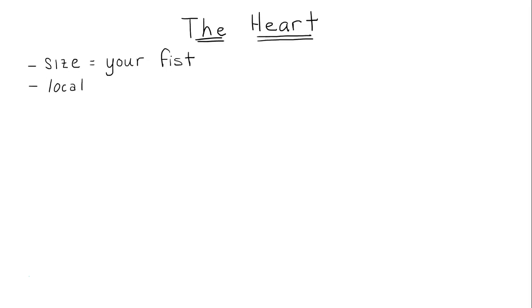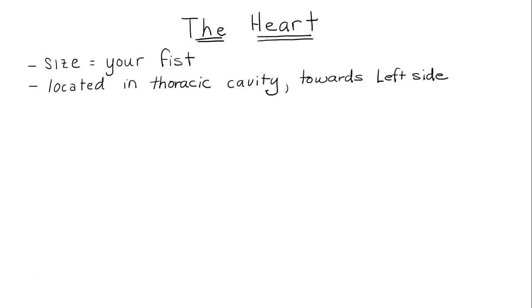So to begin with, we have to consider the heart, which is an organ that's about the size of your fist. It's located in the thoracic cavity, and it is sort of more over toward the left side of the thoracic cavity, behind the sternum and within the rib cage for protection. And in fact, the left lung is actually a little bit smaller than the right lung, and that accommodates the heart being sort of pushing over towards the left side.